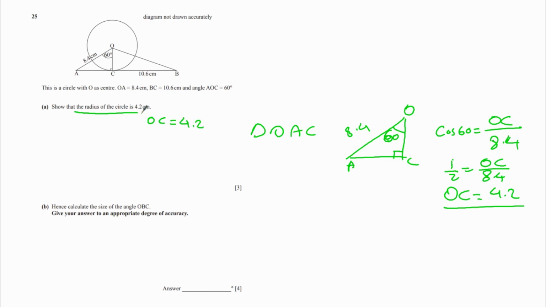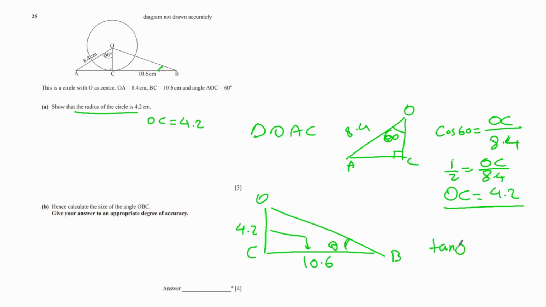Now part B, hence calculate the size of angle OBC. So angle OBC is this angle here. This time we are going to look at the other triangle, which is O, C and B, and we know that this is 4.2 and this is 10.6, and we want to find out that angle. We have the opposite and we have the adjacent, so what we can use is tan. We can say that tan of that angle, if we call it theta, equals 4.2 opposite over adjacent, which is 10.6. So theta would be tan minus 1 of 4.2 over 10.6.